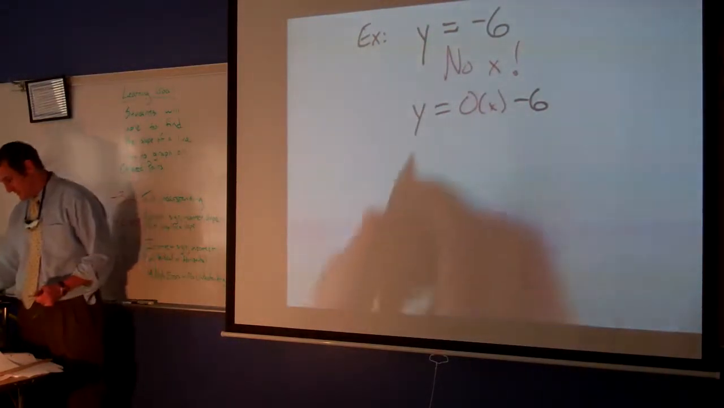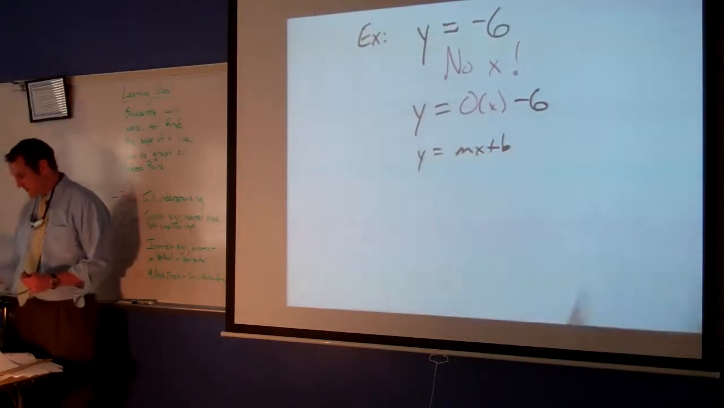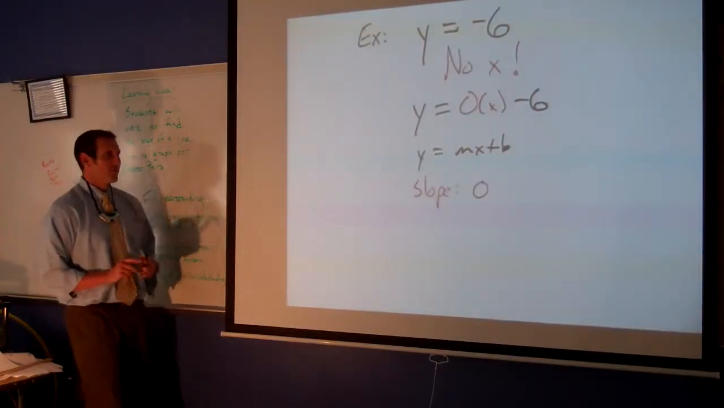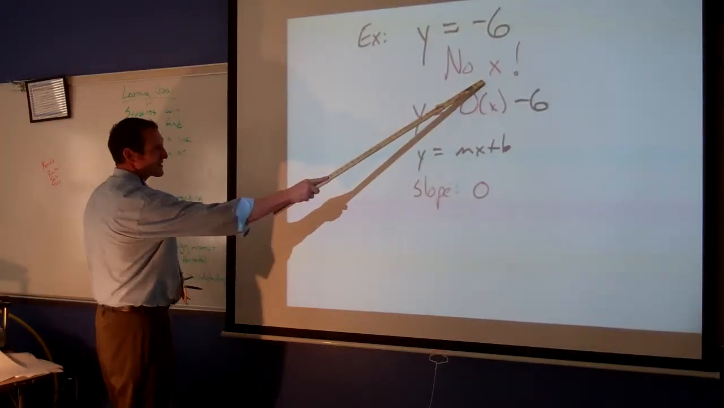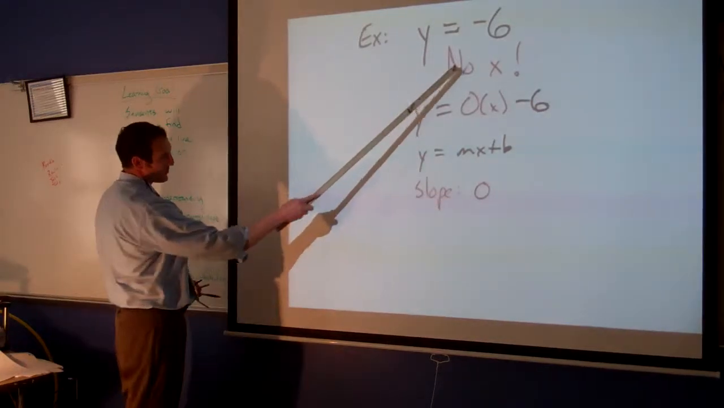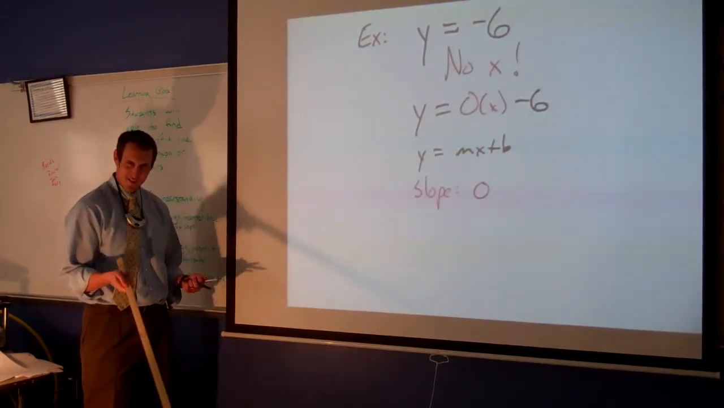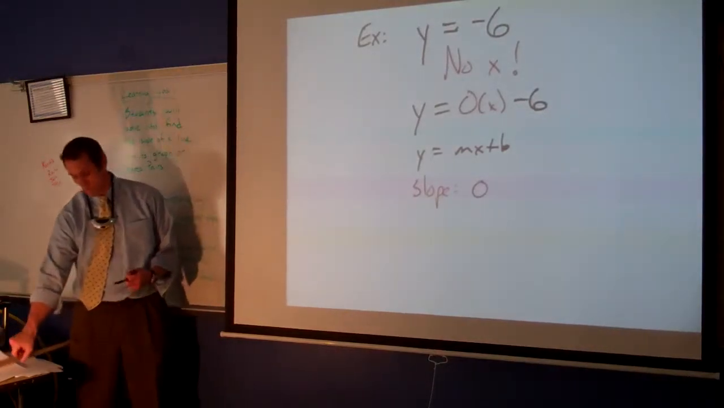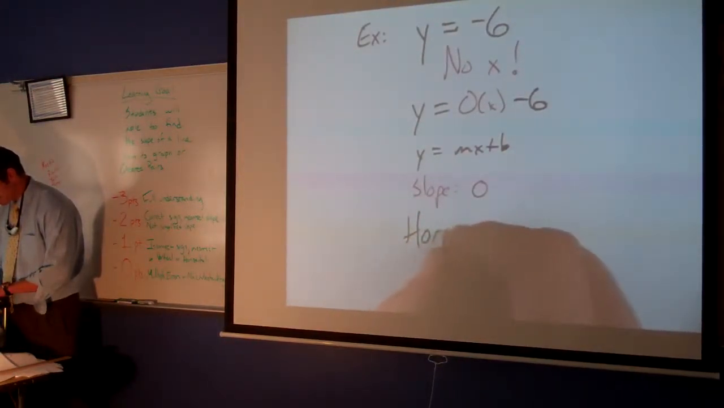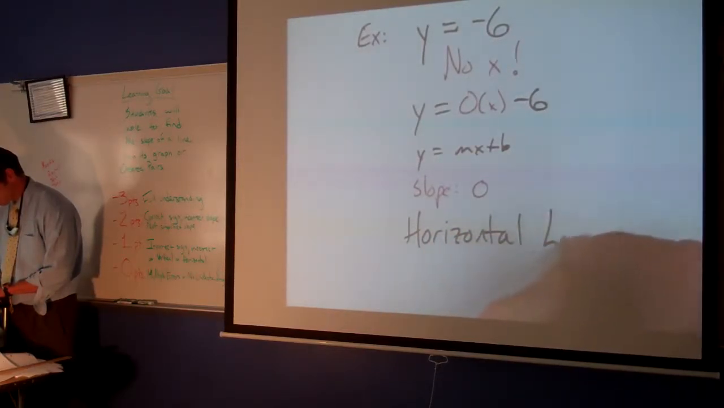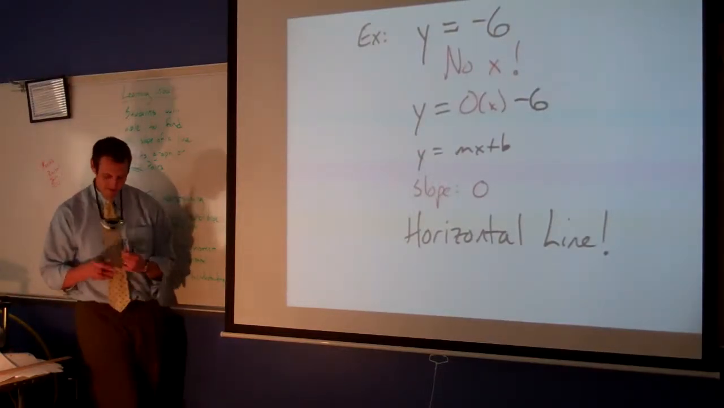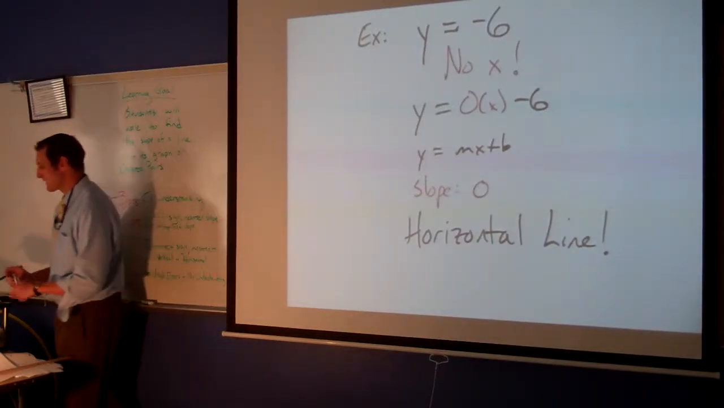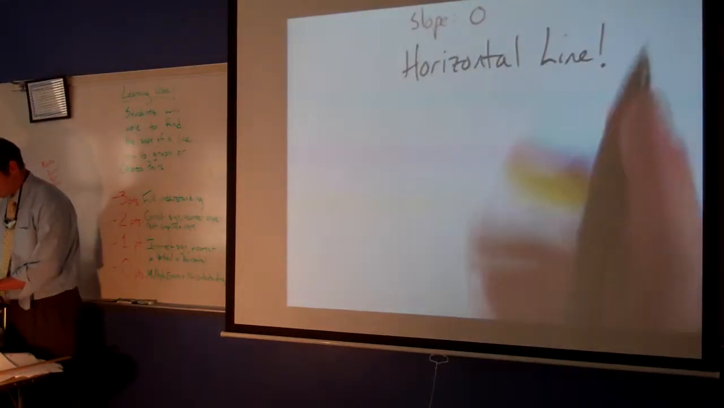And when you compare that to slope-intercept form, the slope is 0. So when we have no x, the slope is 0. And what does a line with the slope of 0 look like? A horizontal line. So we have to be aware of this tricky case. This is a horizontal line. And recall from the last lesson what the y-intercept would be, remembering that there is no x-intercept for a horizontal line. So no x, the slope is 0, horizontal line.